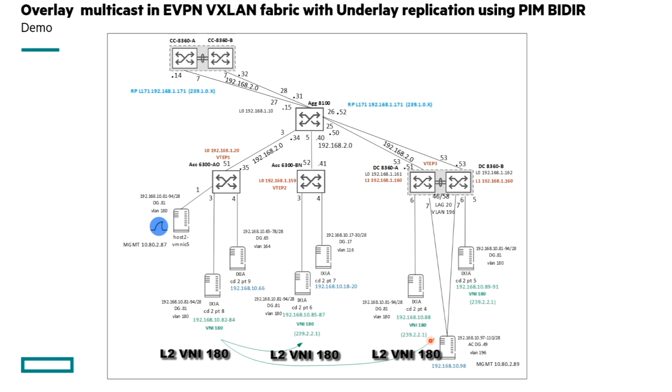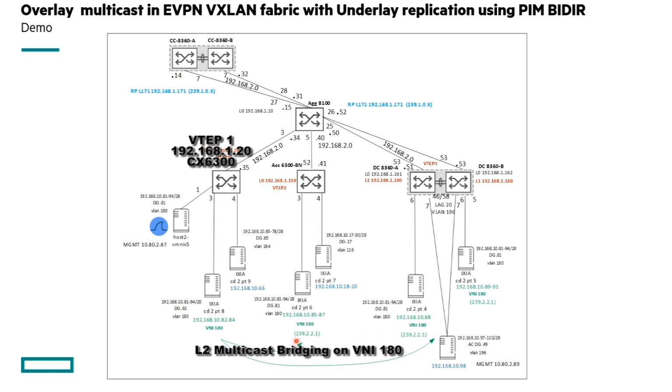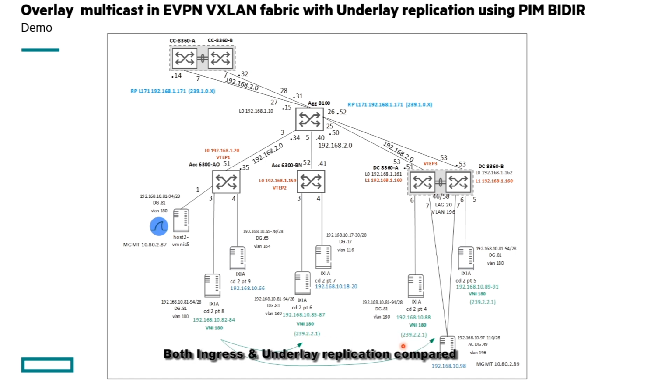We will use VNI 180 throughout this demo. VTEP 1 will be the source VTEP in all cases. We will be bridging layer 2 multicast in this demo, which is a typical use case. 4 multicast frames will be sent from a host on VTEP 1, and hosts on VTEP 2 and VTEP 3 will join multicast group 239.2.2.1. We will then compare ingress head-end versus underlay replication for multicast traffic.